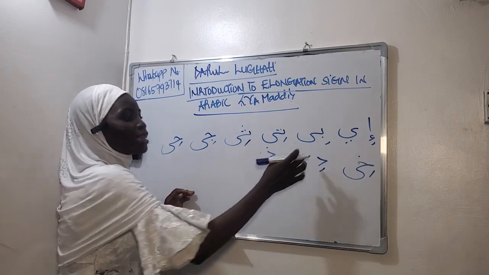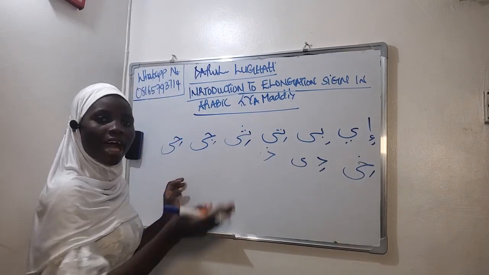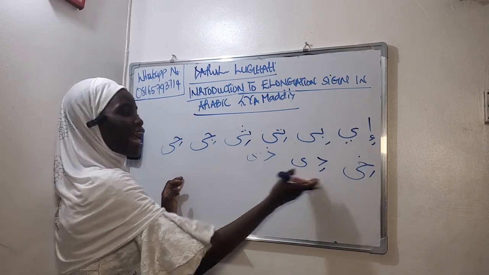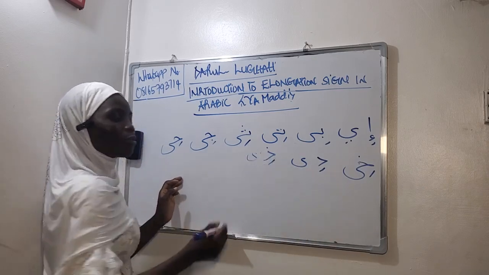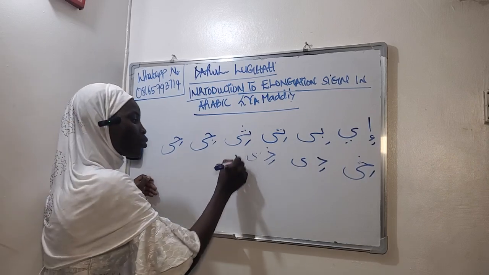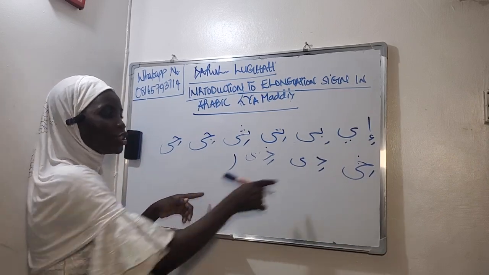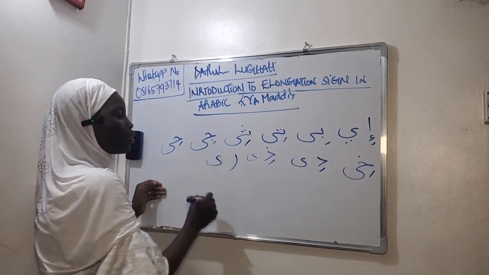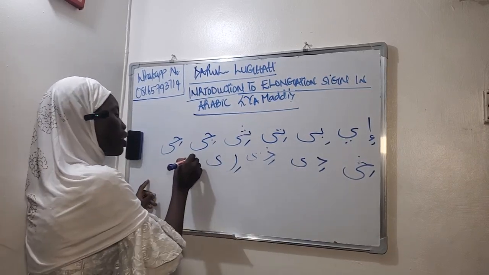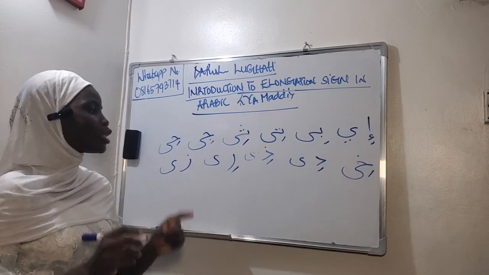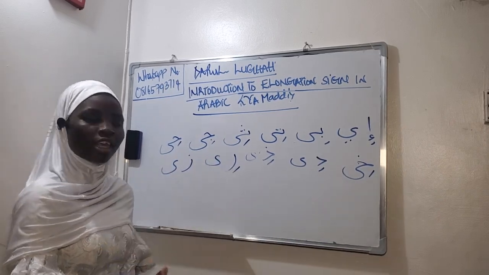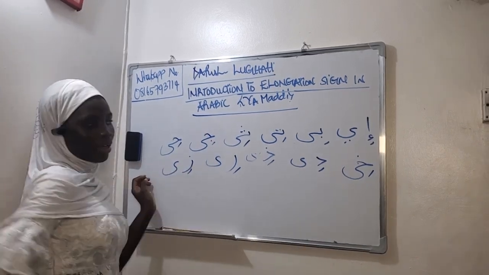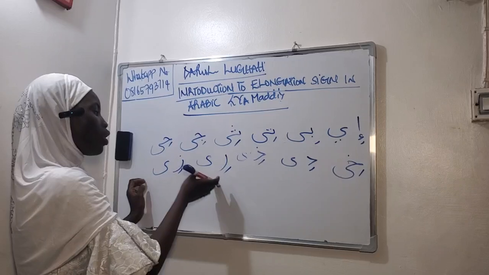Now let's continue. Dal kesra ya madi di, then zal again. Zal kesra ya madi zi. Can you see there's a difference between di and zi? Then we have ro. If you observe these letters very well, I didn't join the ya madi together. Like we have dal, zal, ro. Ro kesra ya madi ri. We have zain kesra ya madi zi. Can you see there's a huge difference between zi and zi? Dal, ro, zain.